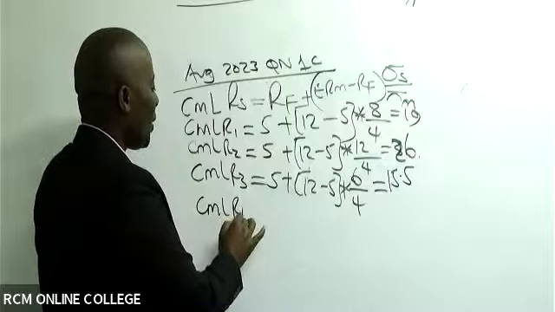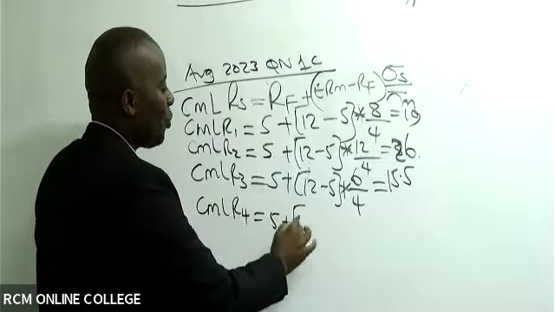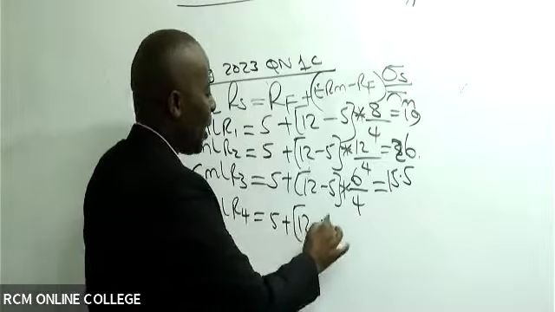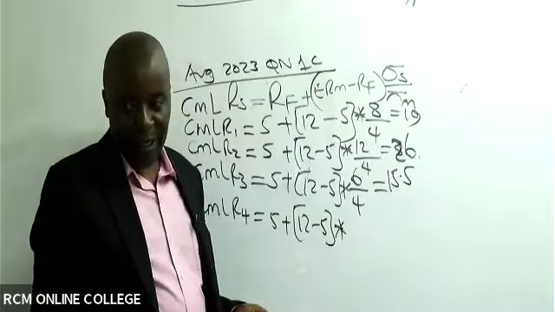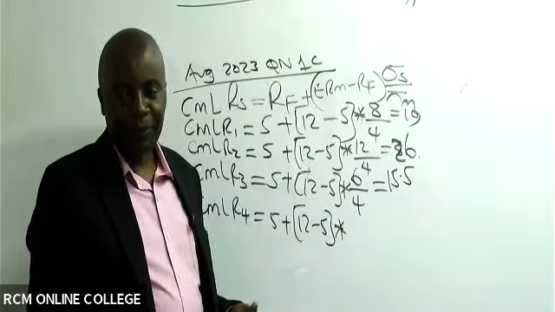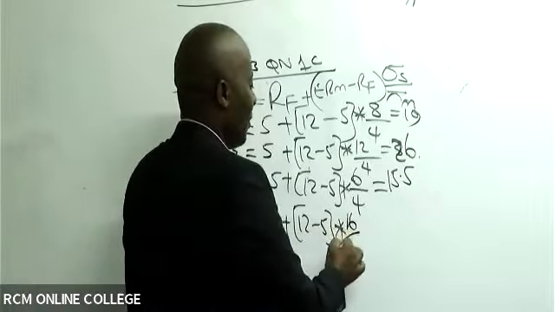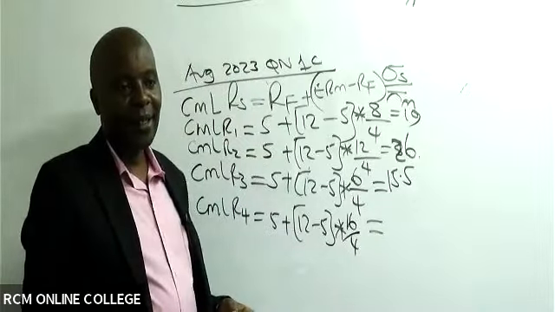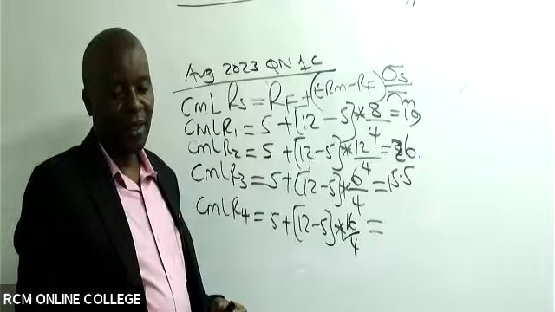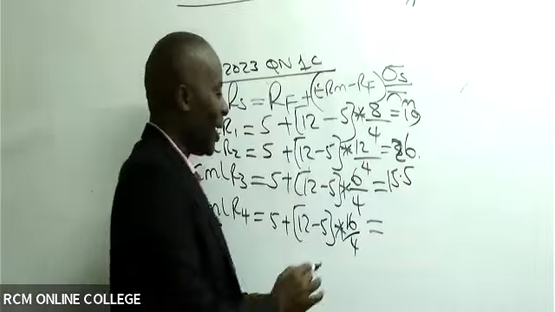For security, what here somebody 4. So hiyo itabaki 5 plus into brackets here 12 minus 5 multiplied by standard deviation of 4 ni ngapi mtaniambia jameni? 16 eh? 16. So 16 divided by 4, which will end up giving us what figure? 33 eh? Quite high, very high.